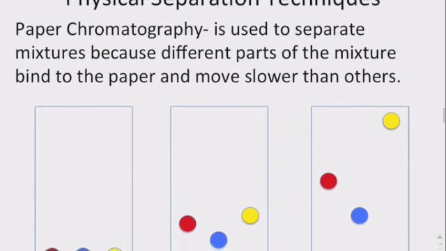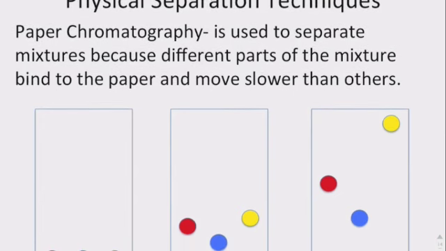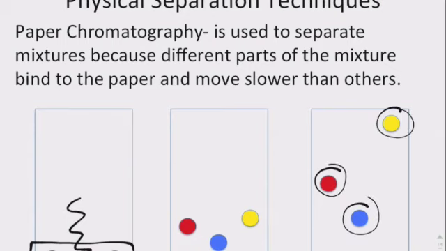And then we also have paper chromatography. We can do this with ink. It's used to separate mixtures because different parts of the mixture bind to the paper and move slower than others. So if you put ink, ink is made of different colors, black ink especially, and if you put a liquid that moves up through the paper, as it moves, each particle will separate out because some move slower than others, some are bigger than others.